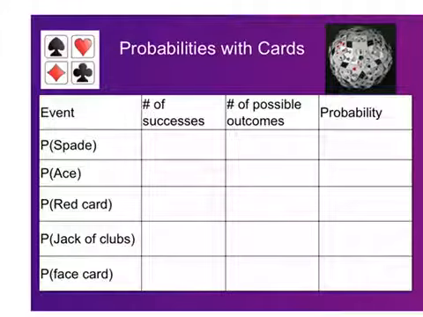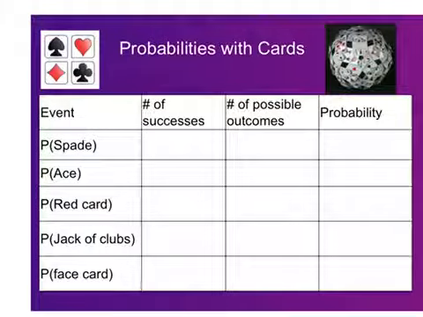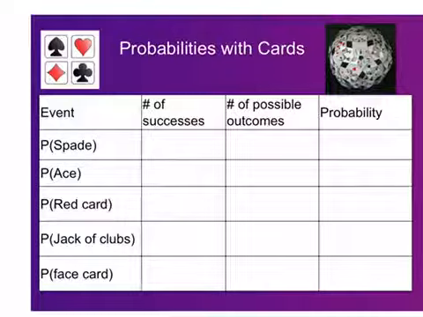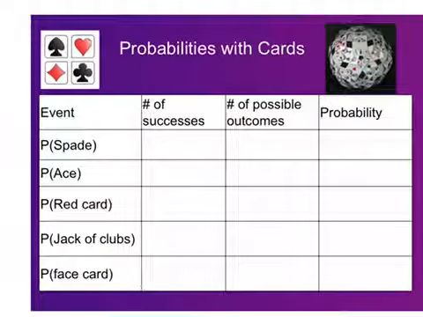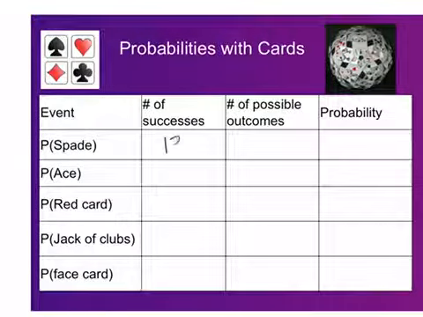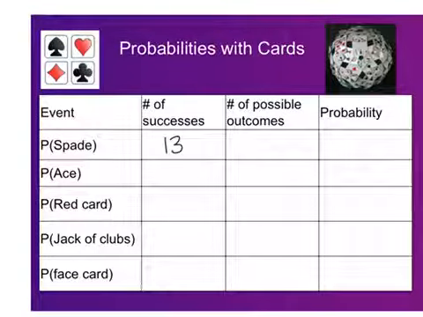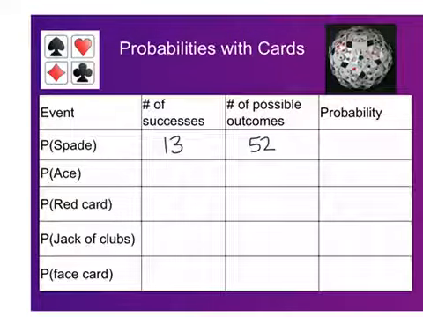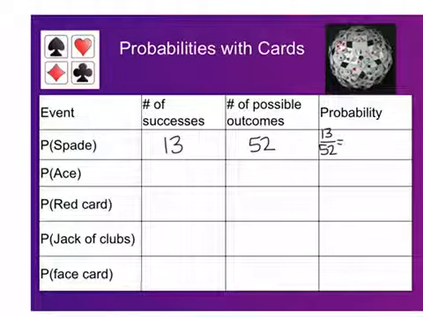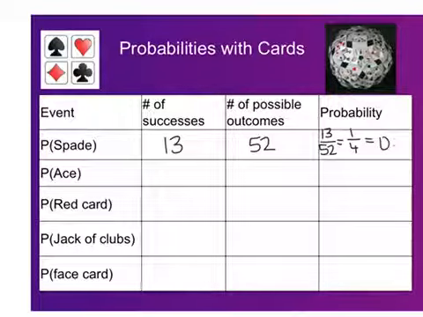So let's go ahead and look at some probability with cards on this table here. First thing I'm looking for is the probability of getting a spade. Well, if I remember correctly, the spade is a type of suit, so there are 13 of those. And possible outcomes, I have 52 cards in that deck. So my probability is 13 out of 52. Reduce that down, I get 1 out of 4, which as a decimal is going to be 0.25.